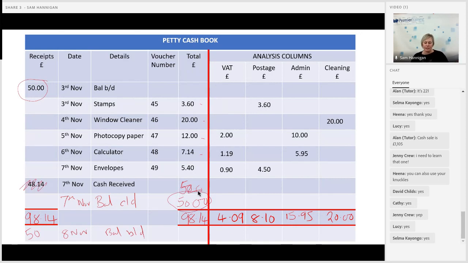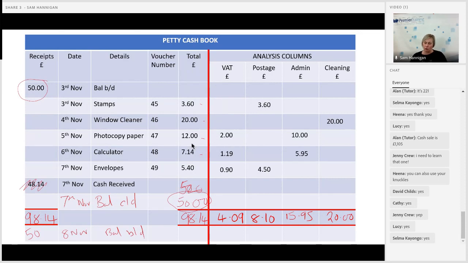If it wasn't an imprest system and we hadn't got this £48.14, the balance carried down figure would be 50 minus 36, and then the carried down figure would be the amount that's left over. So it's very, very simple to do. You just need to take your time when you're completing it. And if they don't say that you're putting money back into the tin to get it up to imprest, just put your balance carried down as the amount that's left in.